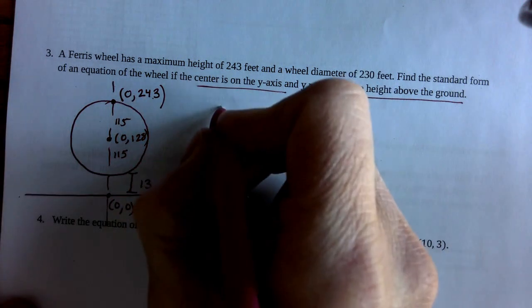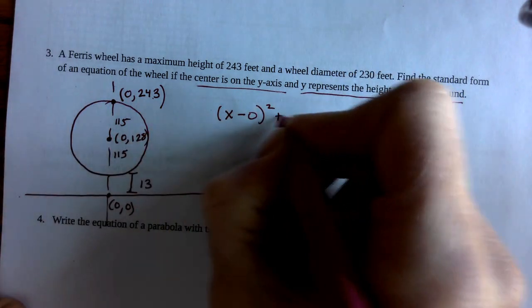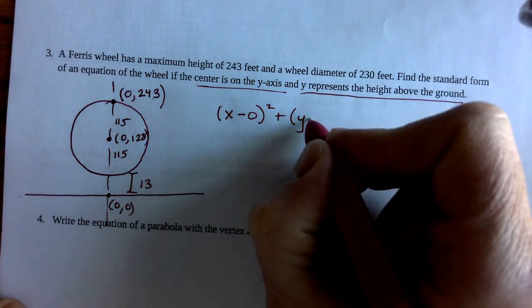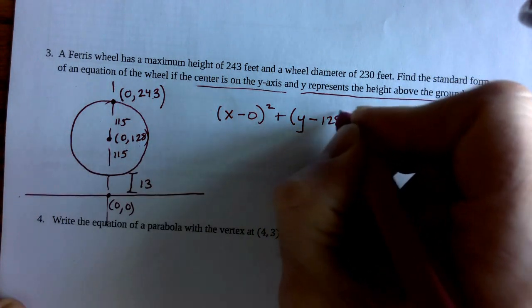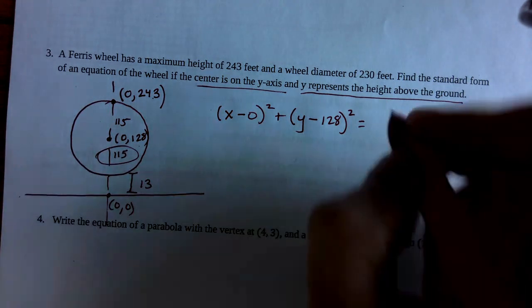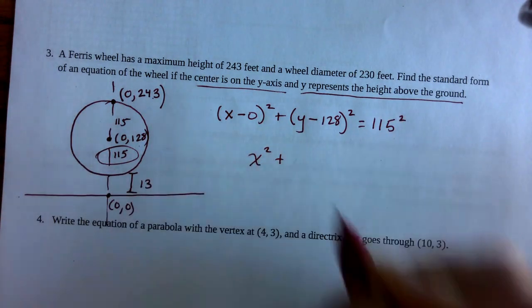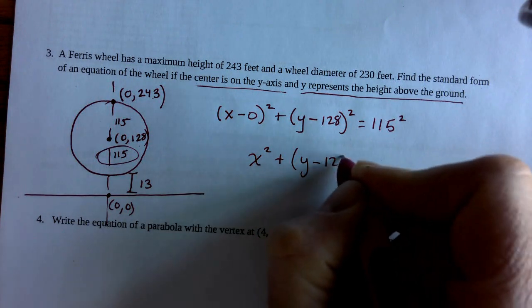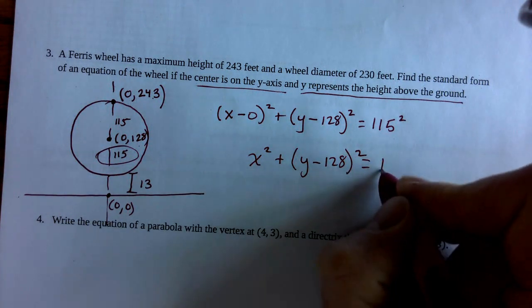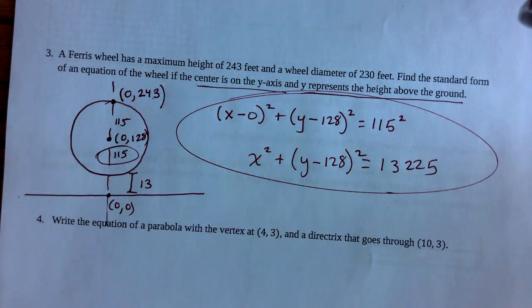So a lot of your problem right here, you have (x minus 0) quantity squared plus (y minus 128) quantity squared equals, and then you don't have to do any calculating here because we're basically given our radius. So we have 115 squared there. Honestly, we'll accept that answer. If you want to clean it up a little bit, we get x squared plus (y minus 128) quantity squared equals 13,225. Either of those honestly would work for that problem.